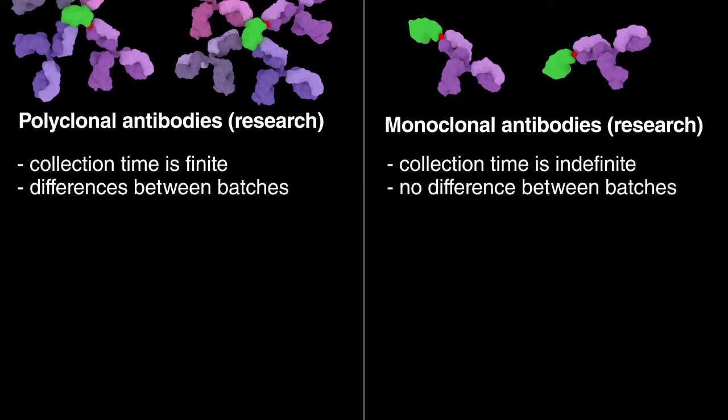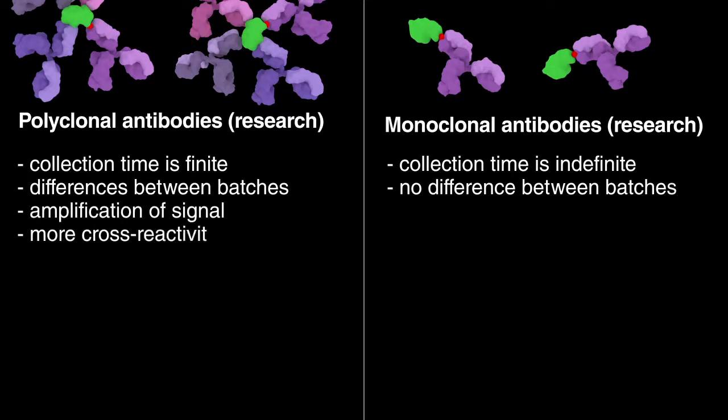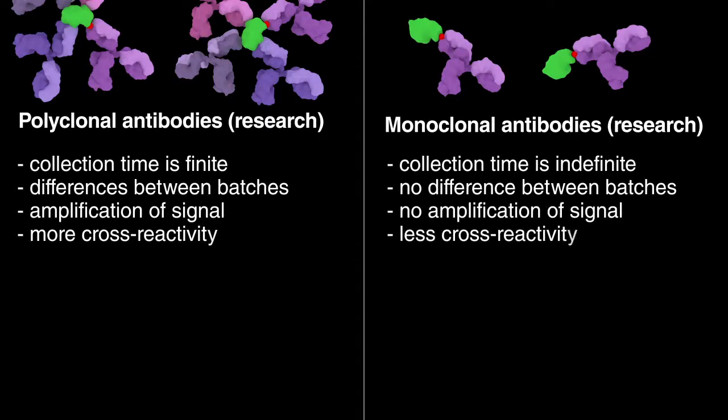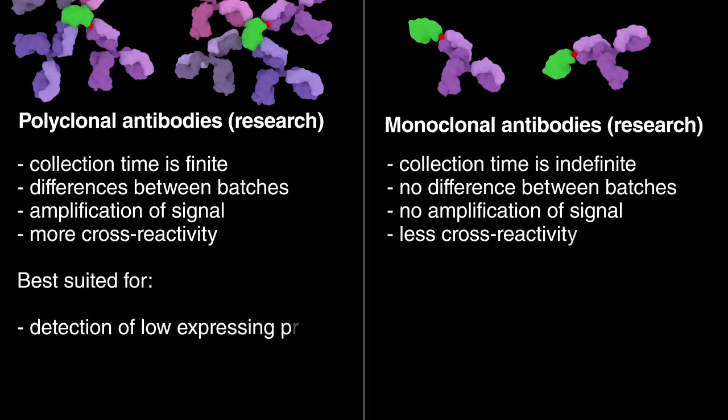Since polyclonals can recognize multiple sites within a protein, they can amplify detection signals, but they also then cross-react more with nonspecific proteins. Monoclonals, on the other hand, do not amplify detection signals as well, but provide a lower signal-to-noise ratio due to their higher specificity. As a result, polyclonals are better suited for detecting proteins that are expressed at low levels.